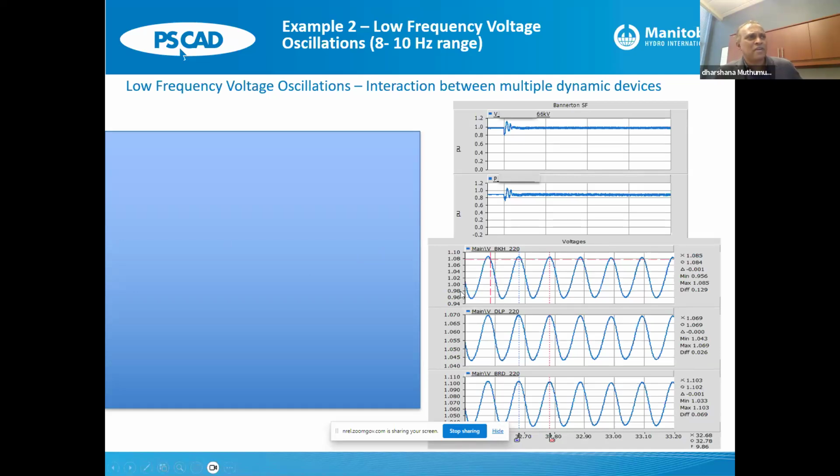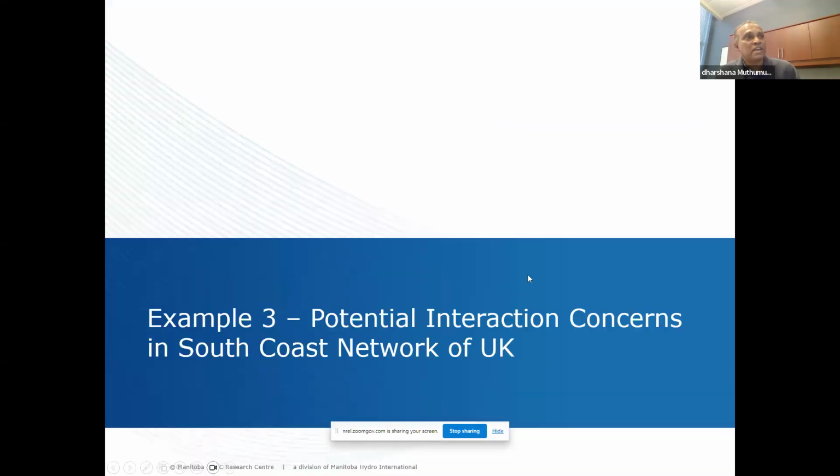And in England, we have observed this type of oscillation in areas where there are multiple IBR connections, including HVDC and offshore wind. So this is another example of why you may need wide area EMT studies.